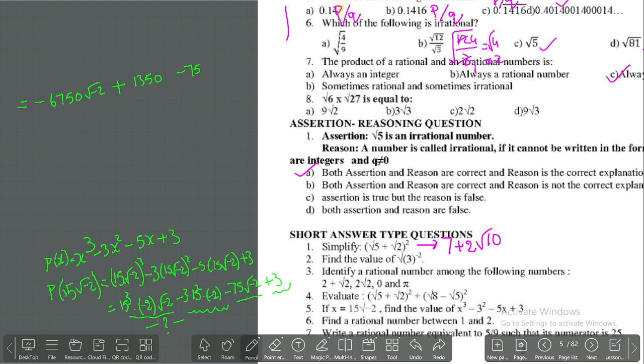1350 minus 7 root minus 2 plus 3. Now this one is a minus number, that is also a minus number, therefore minus 6825 root minus 2 plus 1350 plus 3 53. This is the answer of that problem. Okay, this is the answer for the above problem. Any doubt in this?